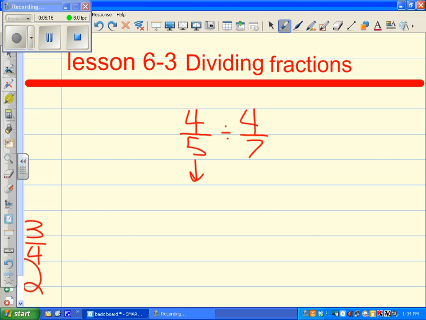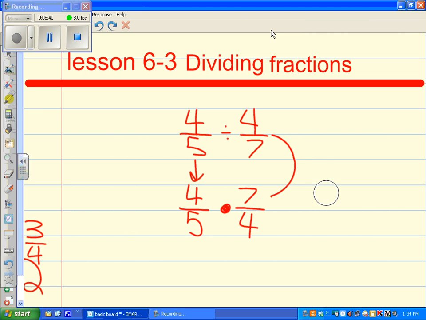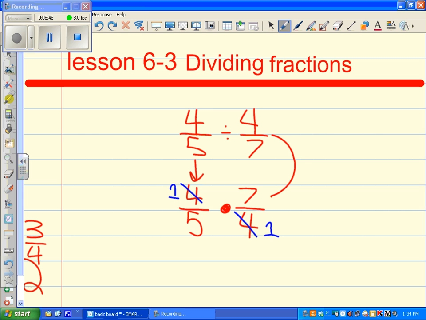The first step is I copy down 4/5. I change it into a multiplication problem, and then I get the reciprocal, which in this case is going to be 7 as my new numerator and 4 as my denominator. I flipped it around. And 4 times 7 gives me, oh, I got ahead of myself. I want to make my life easier. I can take 1/4 out of there, 1/4 out of there. Can't take 5 into 7 at all, so I'll just leave them alone.